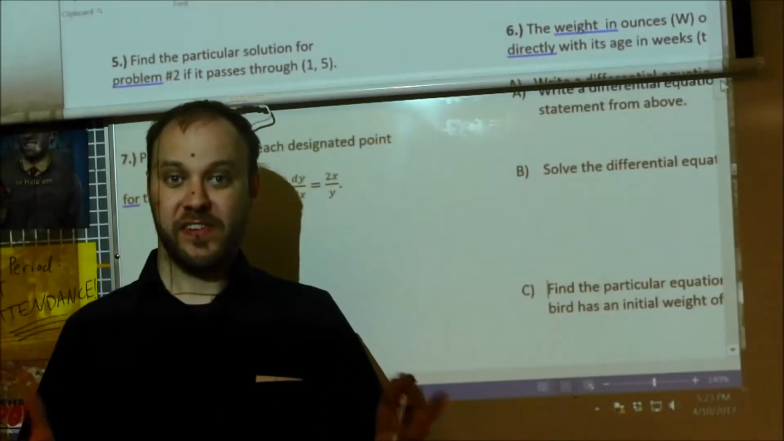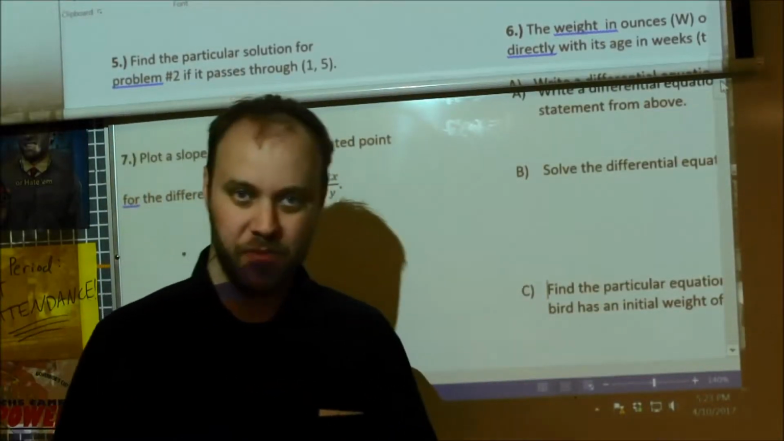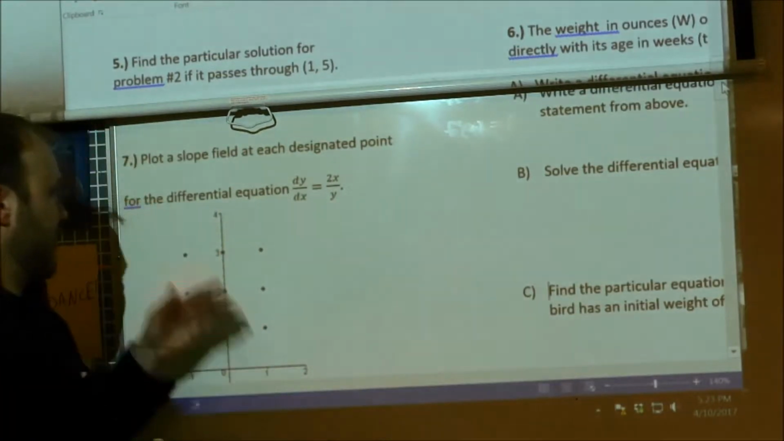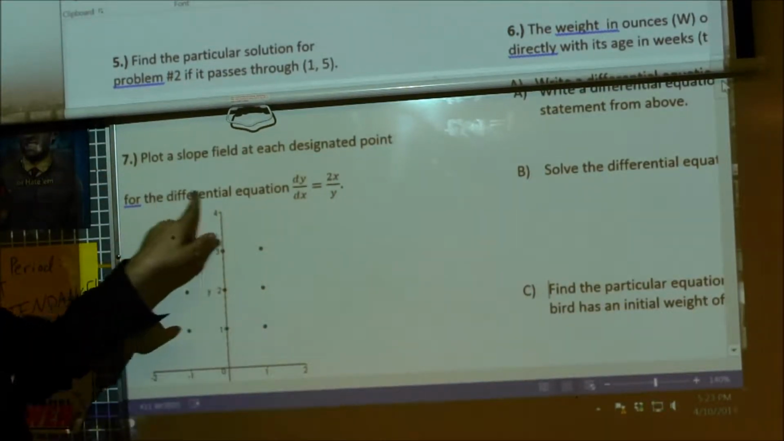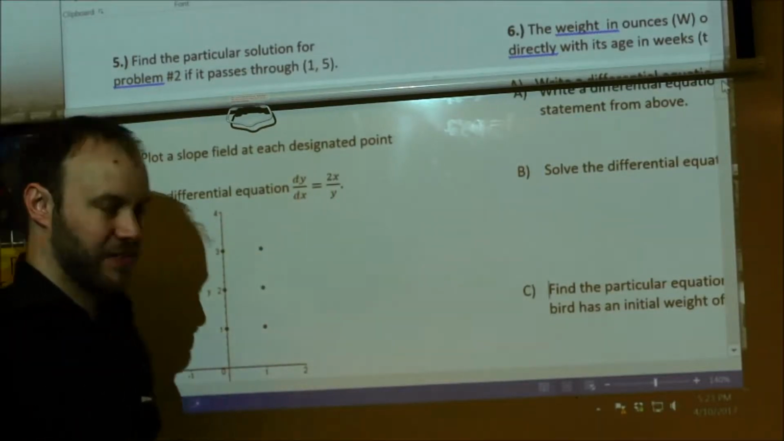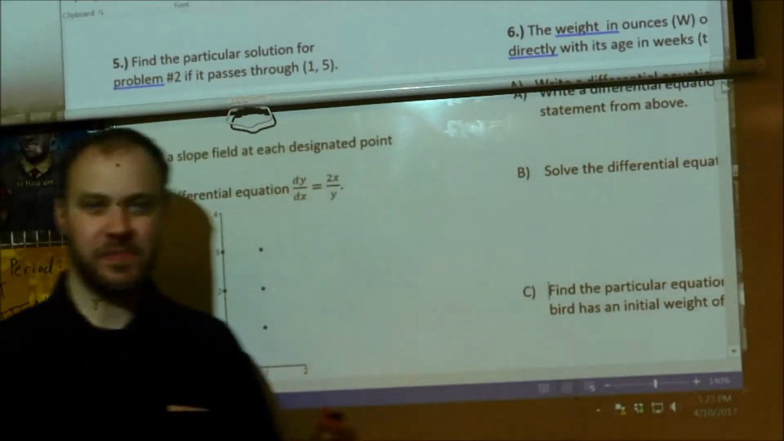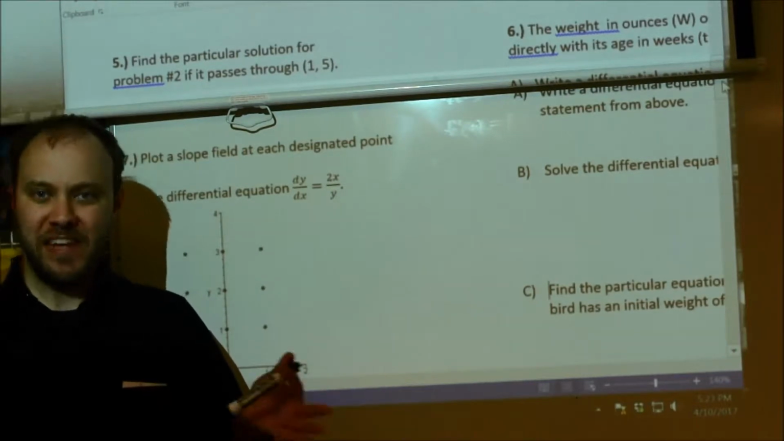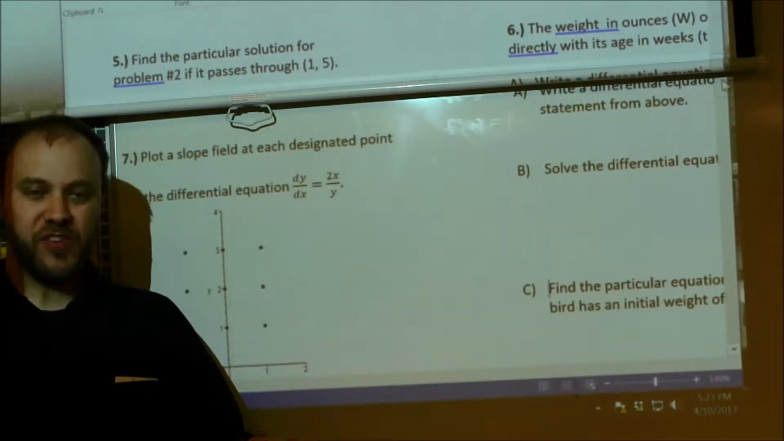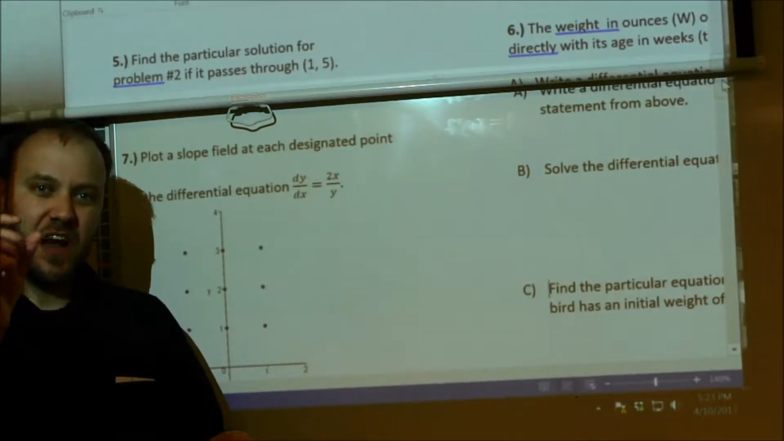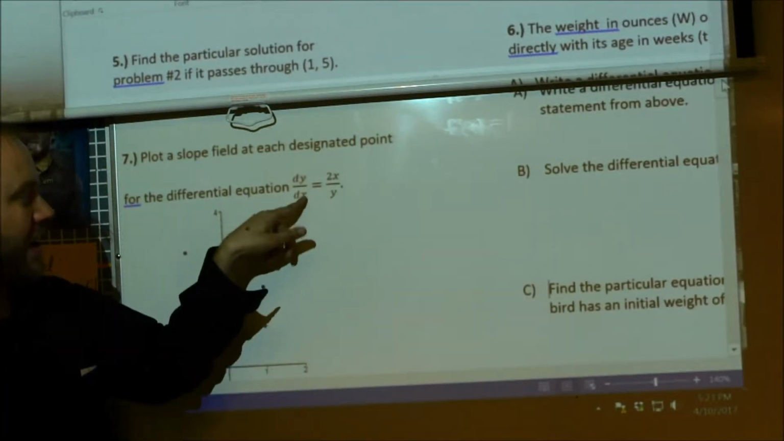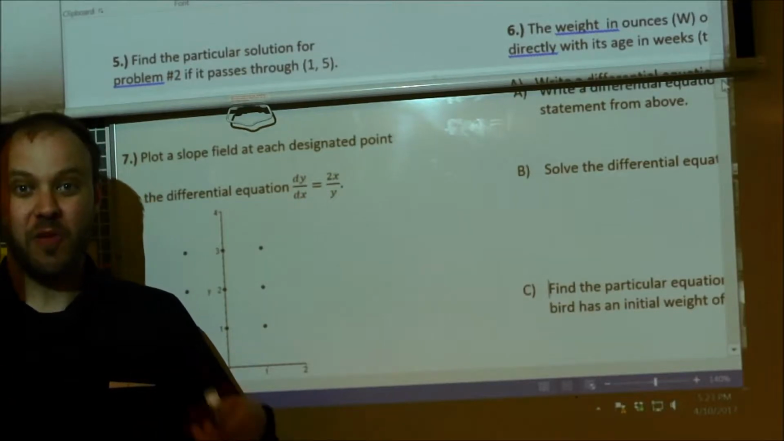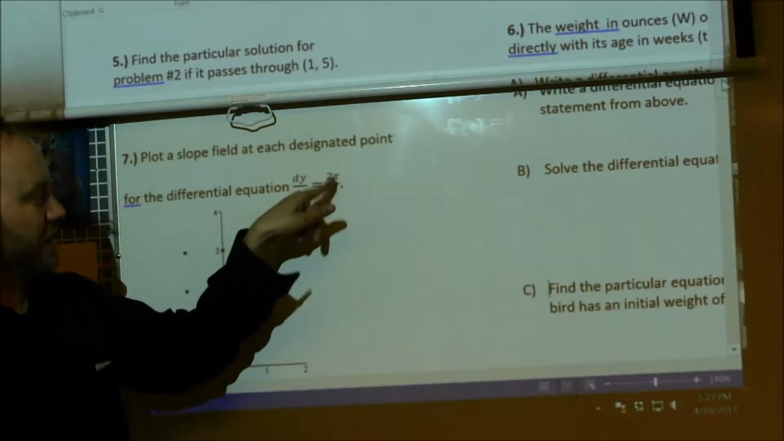All right, I don't think I'm going to do this entire example, but I'll do a quick part of it. This question asks you to plot a slope field at each designated point for the differential equation dy/dx equals 2x over y. Again, the concept here is pretty straightforward. Basically, a slope field is a representation of the slope at each particular point on the graph. And they've given you a dy/dx, so they're giving you an equation telling you about slopes if you have different x and y values.